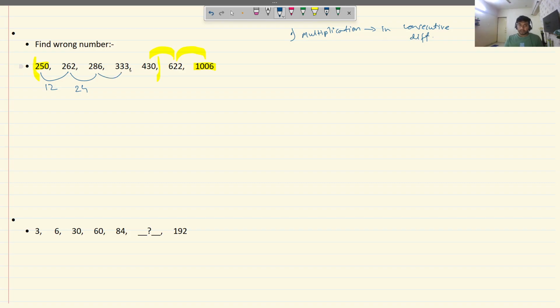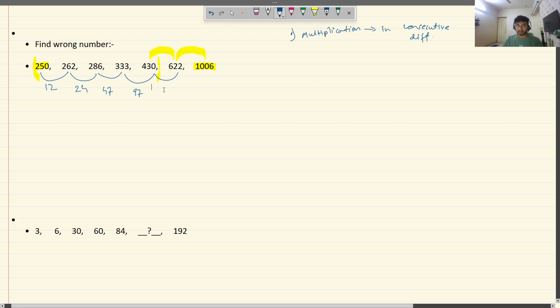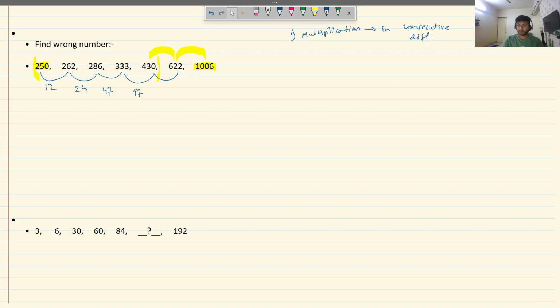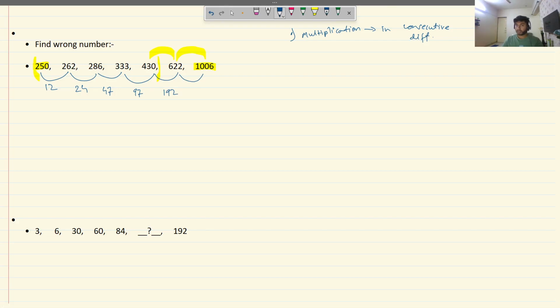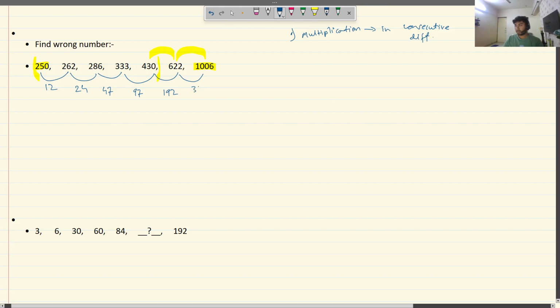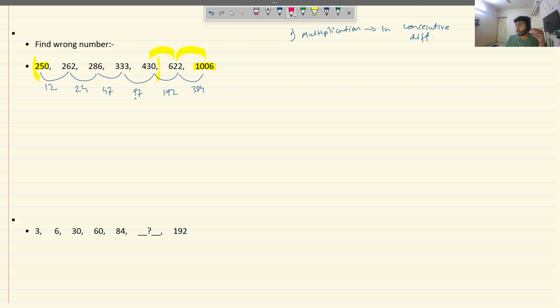Let's continue. 333 minus 286 gives us 47. 430 minus 333 gives us 97. 622 minus 430 is 192, and 1006 minus 622 is 384. So I have calculated the consecutive difference.